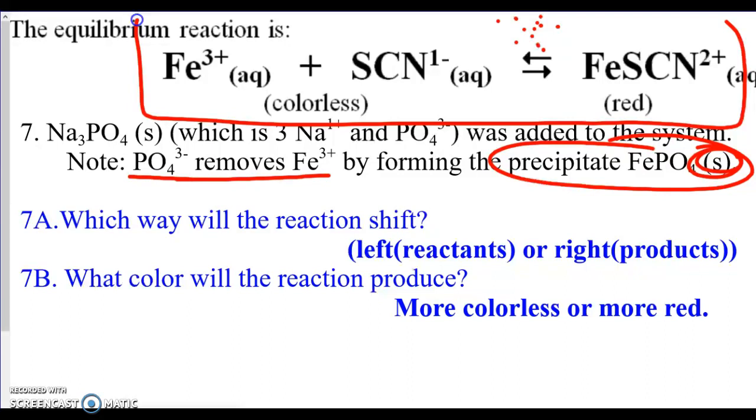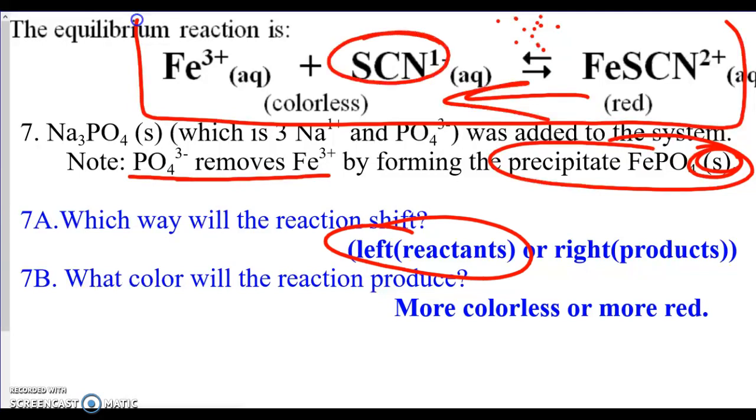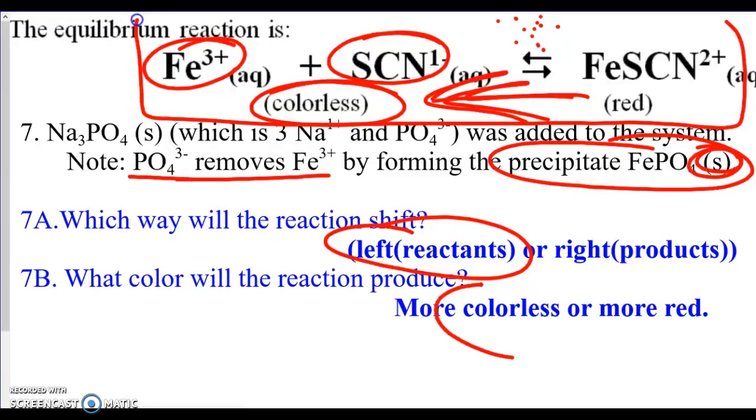So which way will the reaction shift? What color will it be? Take a guess. Pause the video. Well, which way will the reaction shift? If we are removing iron ions, that's our stress, the reaction should shift to try to produce iron ions. And to produce iron ions, you would shift towards the reactants. So we would end up making more of this, and we'd end up getting some of this. What color will it be? Well, we're shifting towards the reactants, and the reactants are colorless, so we would expect more colorless.